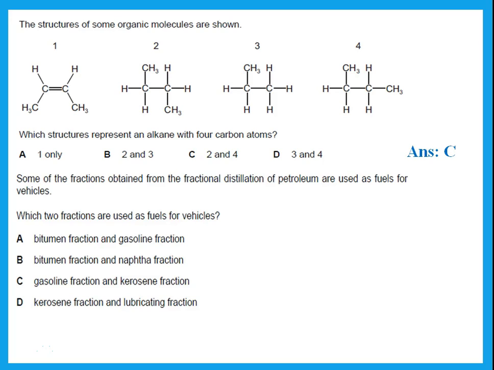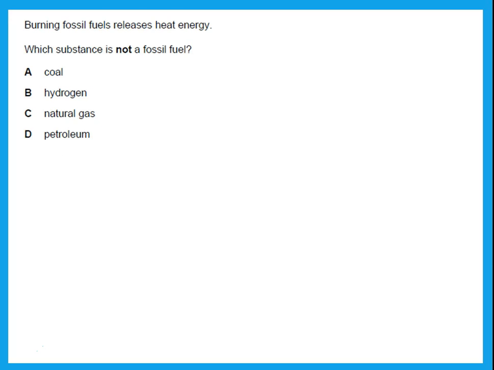Some of the fractions obtained from fractional distillation of petroleum are used as fuels for vehicles. Which 2 fractions are used as fuels for vehicles? Okay, vehicles means any transportation. So he wants something that can be used for fuel for cars or fuel for aircraft. Remember that fuel for cars is gasoline and fuel for aircraft or jets is kerosene.